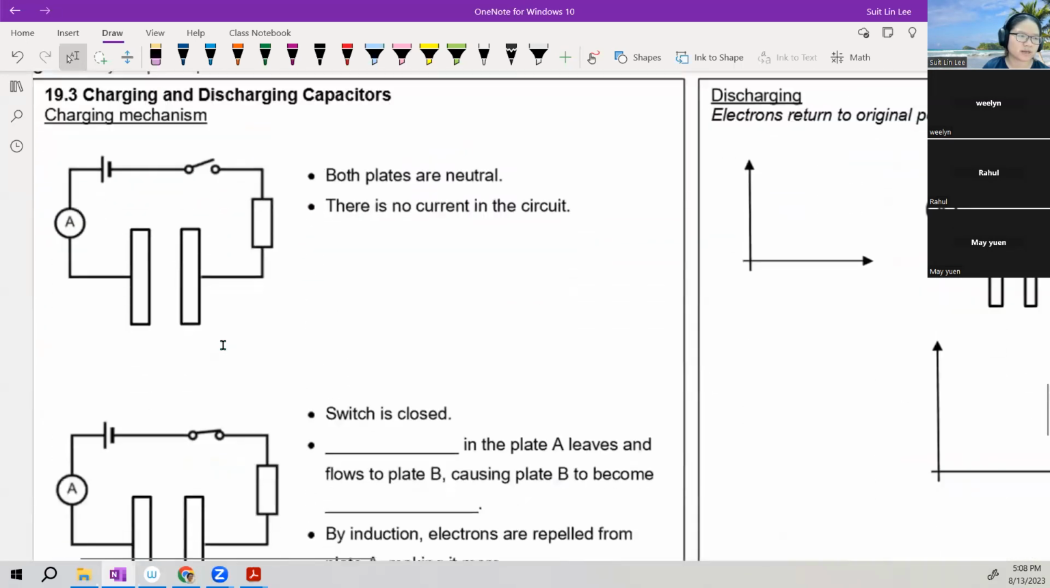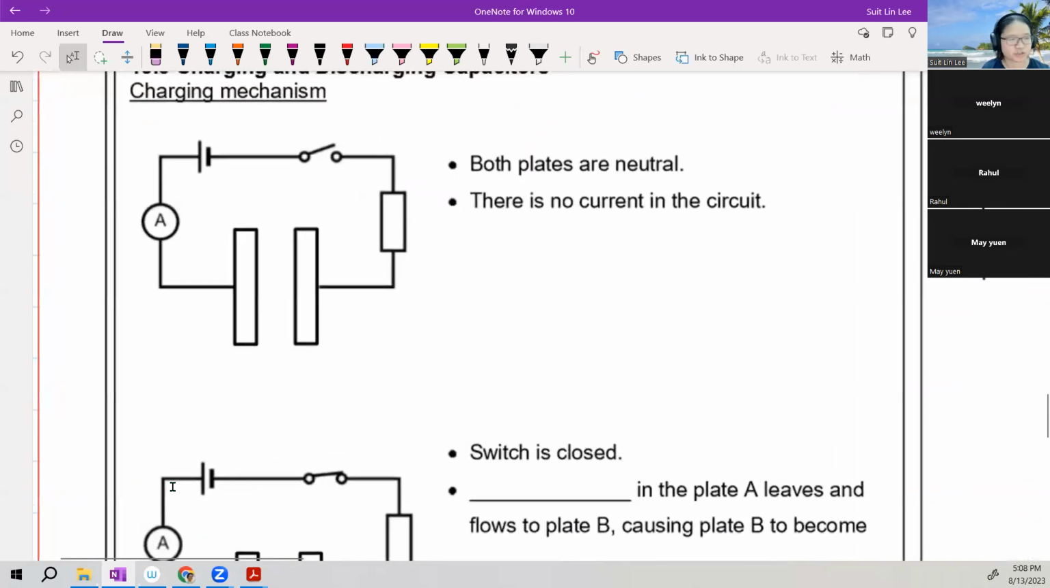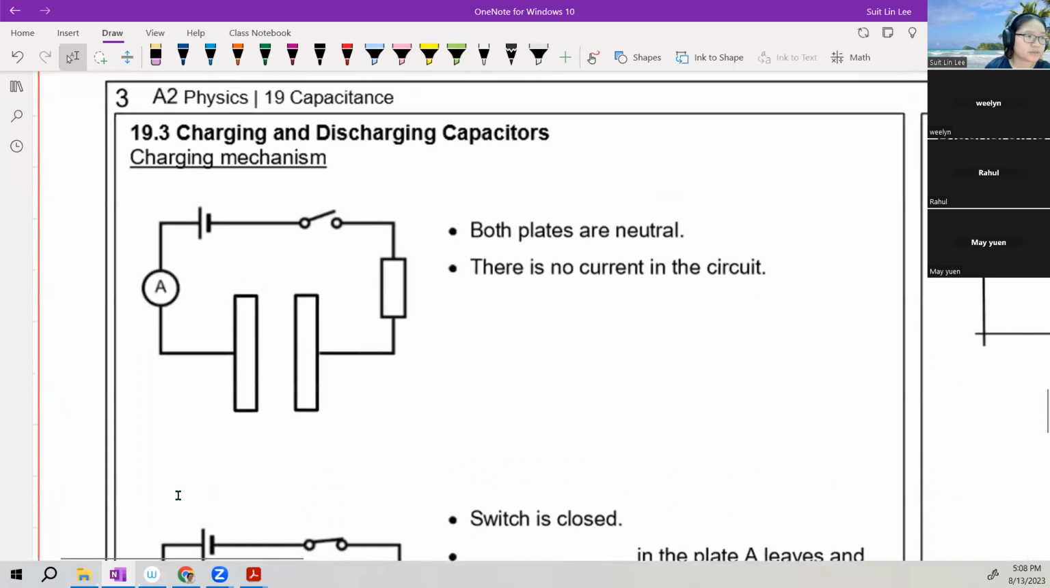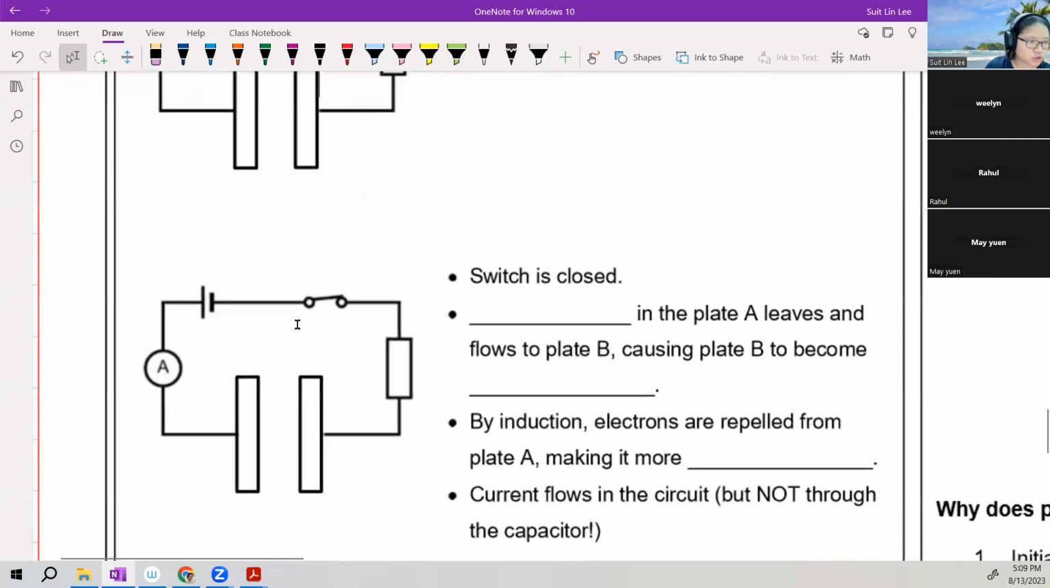Before I talk about that, I think it's a good time for us to just write down what is a charging mechanism. I've already mentioned just now, but here's an example for you to look at. Let's say, anyway, this is page 3. Let's say you have an EMF E, the ammeter, and then resistor R, capacitor C. So before I close the switch, both plates are neutral. There's no current in the circuit. Okay, nothing much to talk about. Okay. Then I close the switch. When I close the switch, there will be current flowing in this direction through the ammeter.